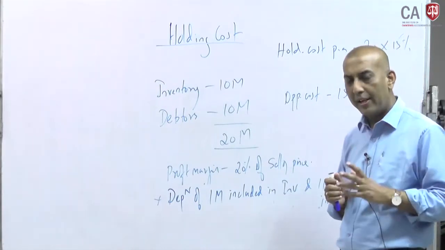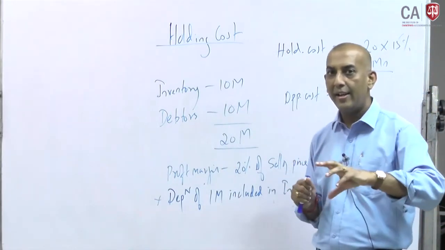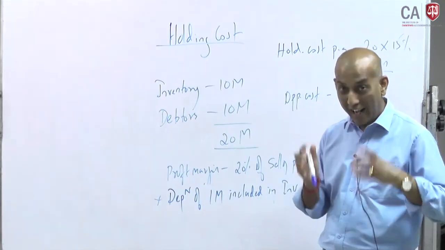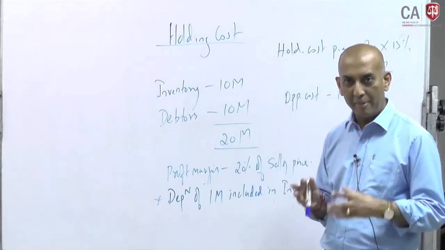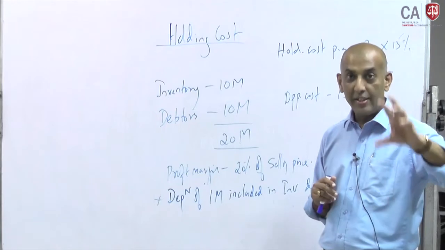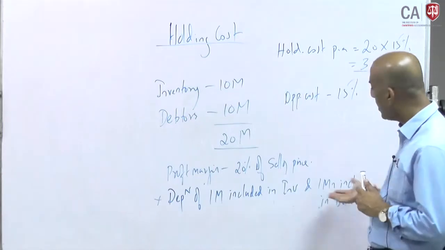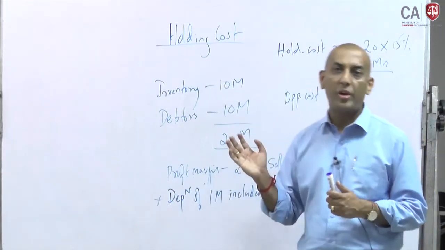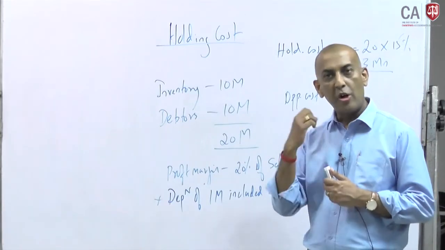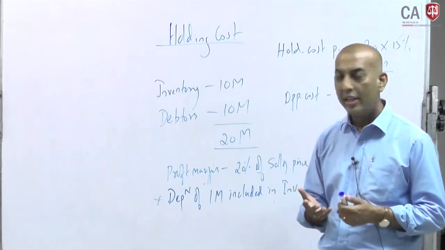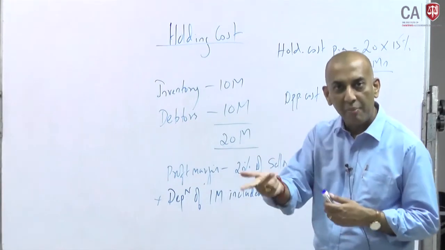Now truly speaking, when I say I have 10 million worth of inventory, did I invest 10 million rupees cash in inventory? Does it represent a 10 million cash investment? The answer is no. Why? 1 million depreciation is just a book entry. We allocate that 1 million to the inventory valuation. Actually, we have not put money there. Even though from the accounting point it is there, from the cash point of view, I have not put cash in my inventory.